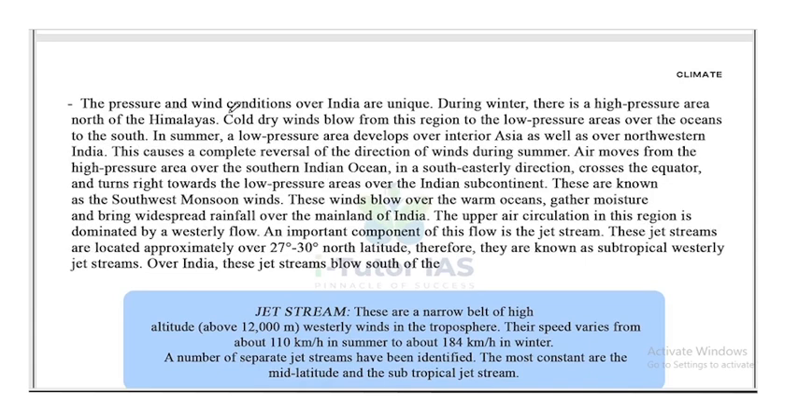The pressure and wind conditions over India are unique. During winter, there is a high pressure area north of the Himalayas. Cold, dry winds blow from this region to the low pressure areas over the oceans to the south.